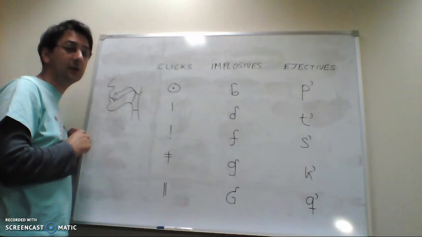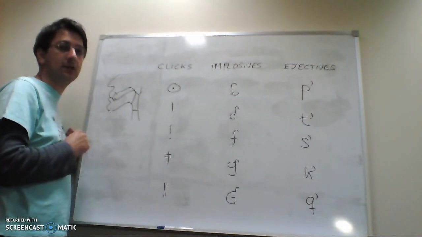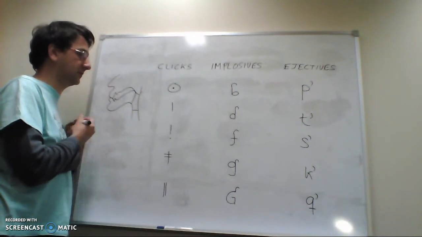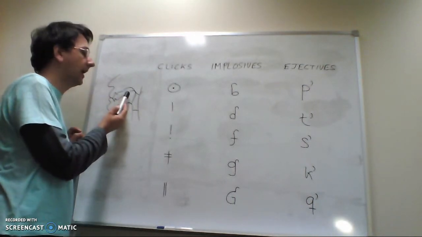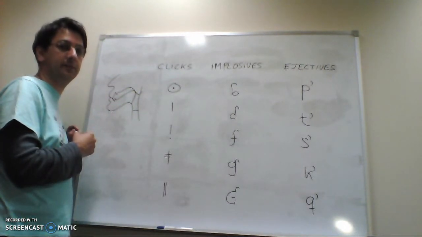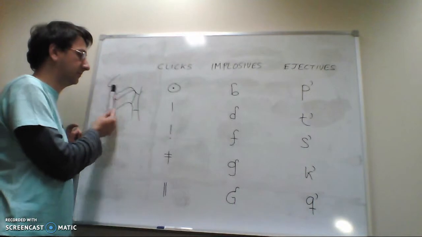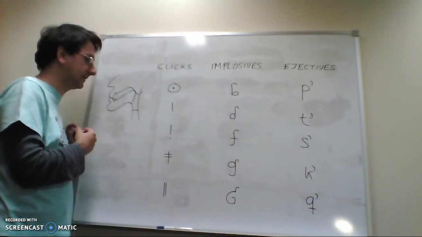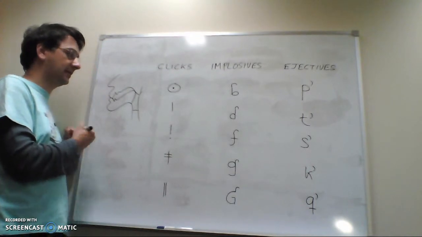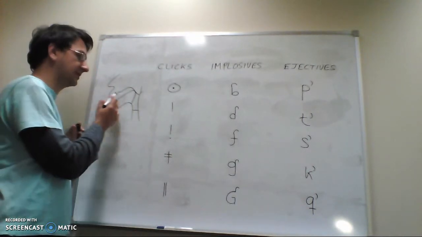The airflow mechanism for clicks is called a velar mechanism because there is a contact between the postdorsum of the tongue and the velum, and then there is another closure more fronted somewhere in the vocal tract. So you are trapping the air between these two places.